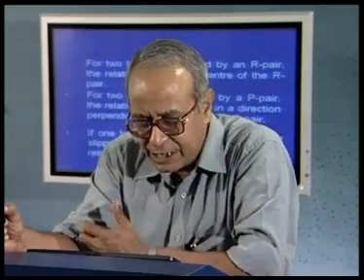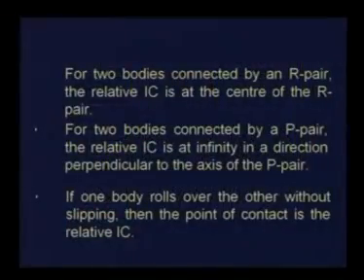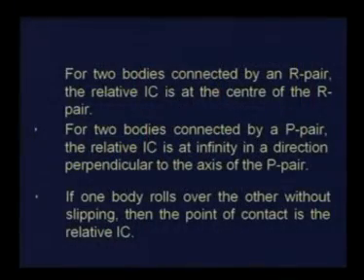Suppose we have a higher pair with a kinematic constraint, that one body rolls over the other without slipping. That means it is not a normal higher pair, it is a higher pair with a kinematic constraint that there is no slip at the point of contact. So, from no slip condition, I know that velocity of the 2 points of contact belonging to two different bodies must be same. That is the condition for no slip. Consequently, the point of contact itself will be the relative IC between those two bodies which are connected by a higher pair without slip.